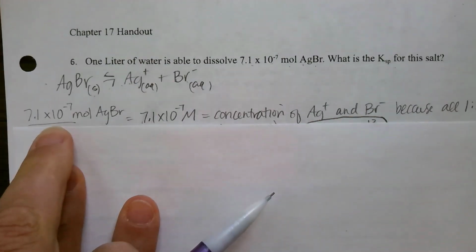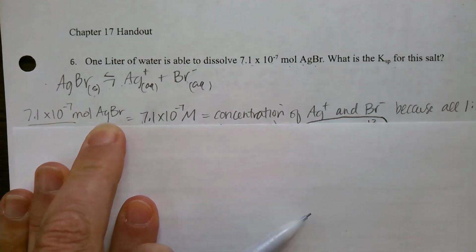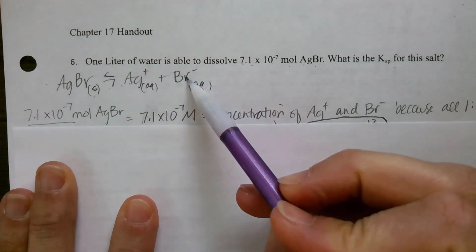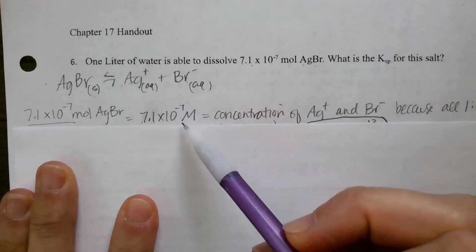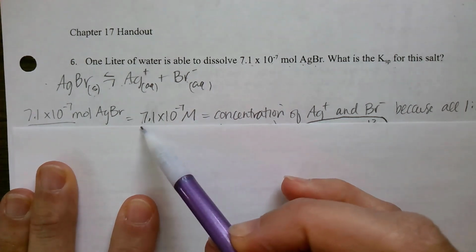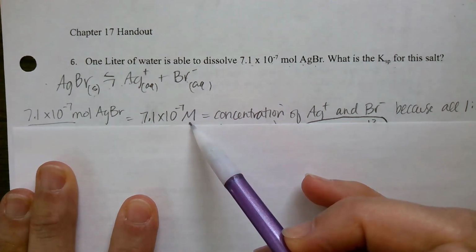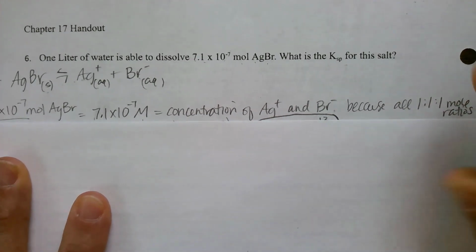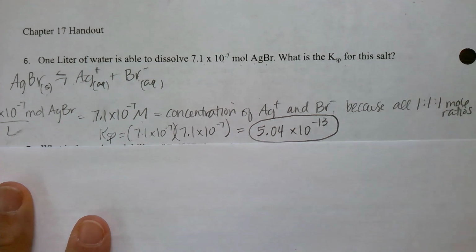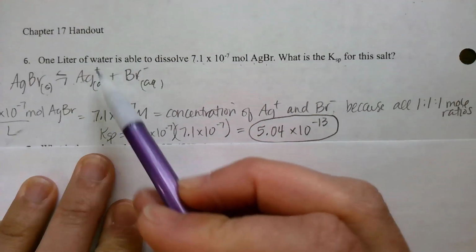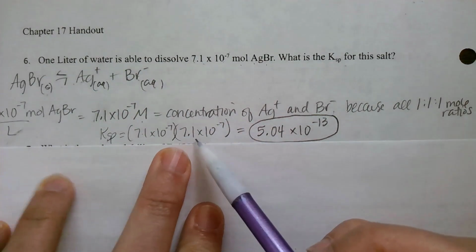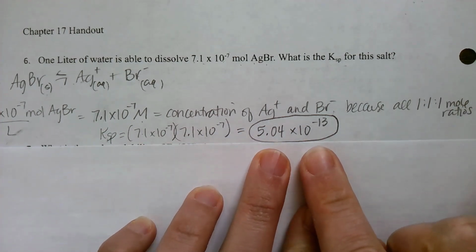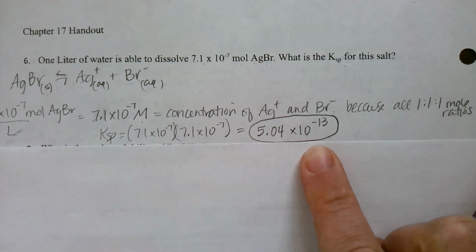So if I have 7.1 times 10 to the negative 7 moles of silver bromide, I also have that many moles of Ag plus and that many moles of Br minus, and it's all in 1 liter. So that's 7.1 times 10 to the negative 7 M. That's our concentration of our Ag plus and our Br minus ions because of those 1-to-1 ratios. So my Ksp is going to be the concentration of Ag plus times the concentration of Br minus, which are both the same, and we should get 5.04 times 10 to the negative 13.